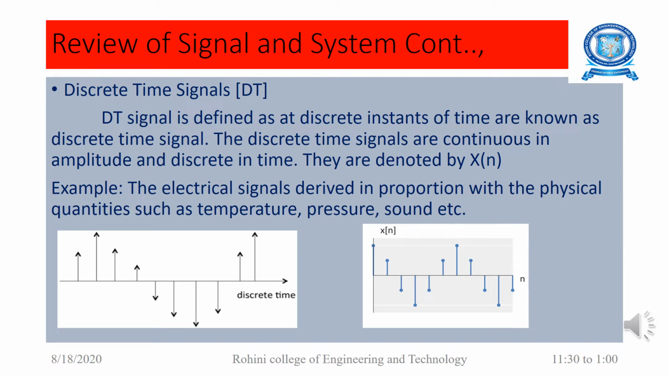The best example of a discrete time signal is an electrical signal derived in proportion with physical quantities such as temperature, pressure, sound, etc. Every day we have the temperature value from morning 5 to evening 5 o'clock. In between this time period we have an infinite number of values, but we take only some sample values to identify the temperature level of the particular day. So this is the best example of discrete time signals.